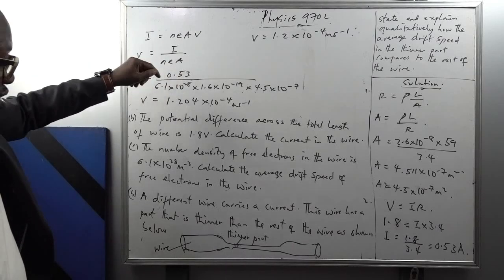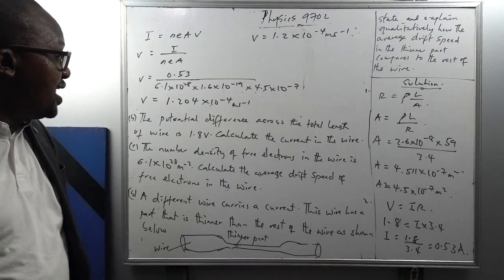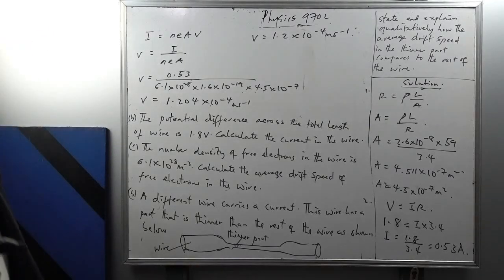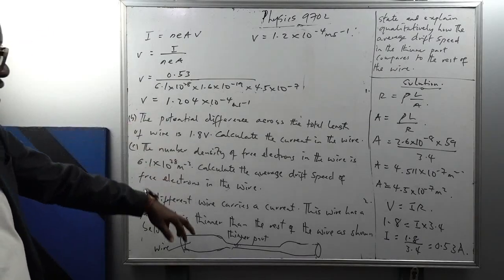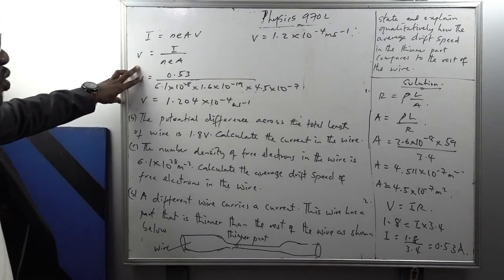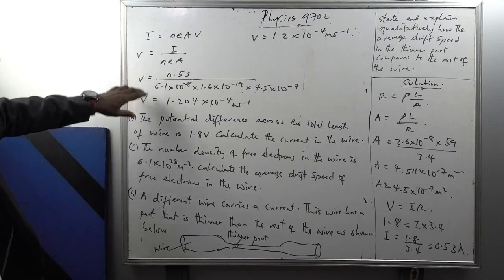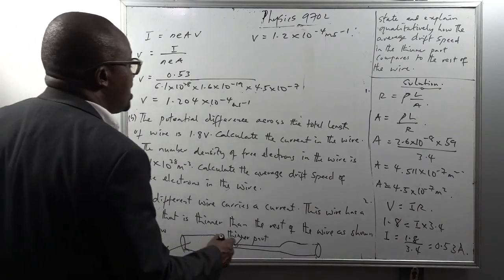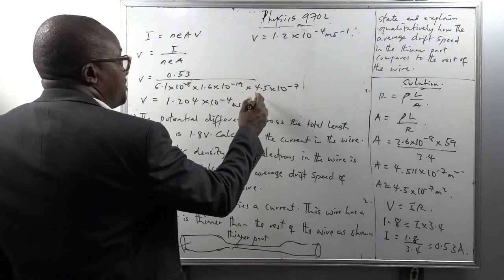Okay? Therefore, the thinner part of the wire has a smaller cross-sectional area compared to the thicker part of the wire. Therefore, the average drift speed in the thinner part of the wire will be more than the other parts of the wire. So how do we answer that one without wasting time?